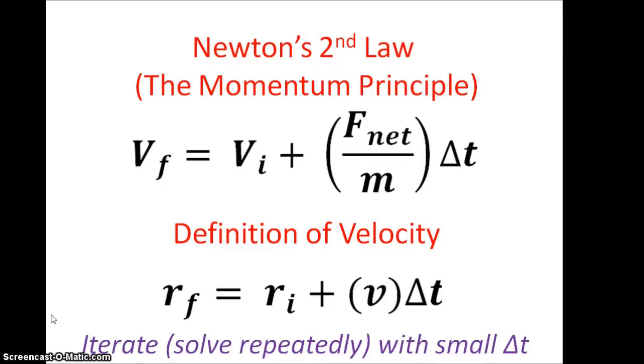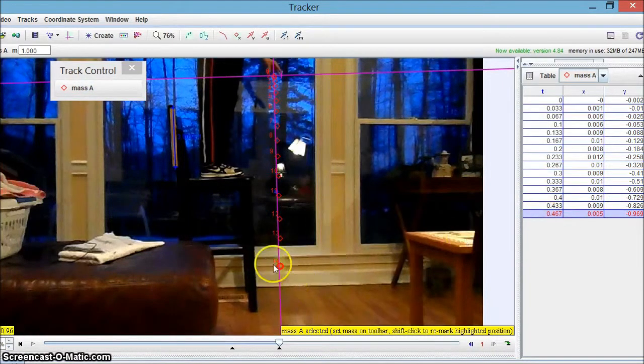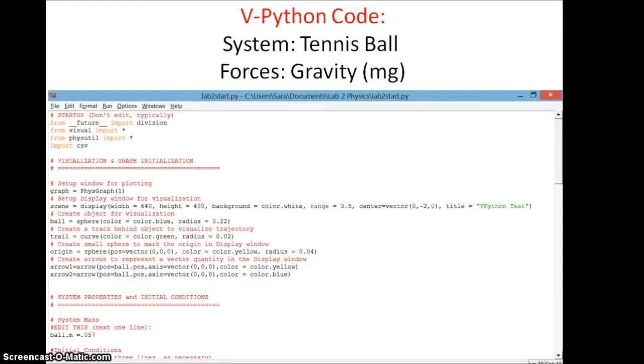The computer will use these two equations to try and predict the motion of our falling tennis ball through iteration, or solving the equations repeatedly with some small delta t, and it will continue plotting data points until we tell it to stop at 0.467 seconds, because this is the time of the last data point that we measured. Let's input all of the information we just discussed into our VPython code.